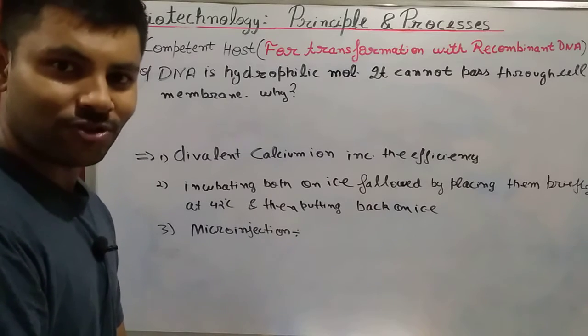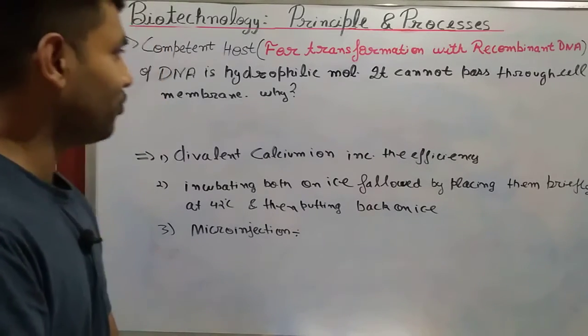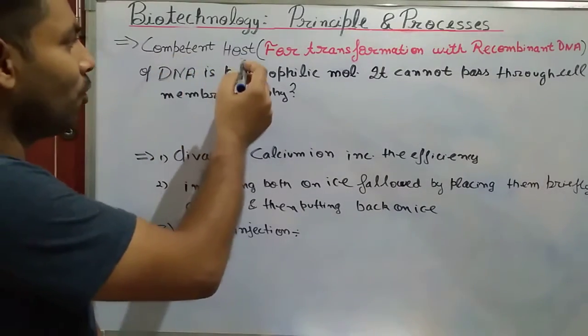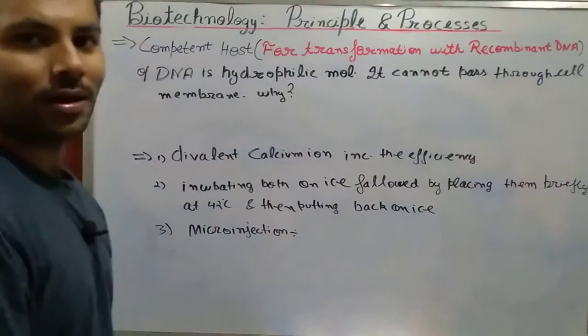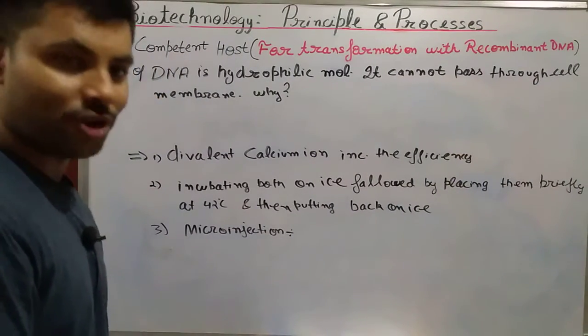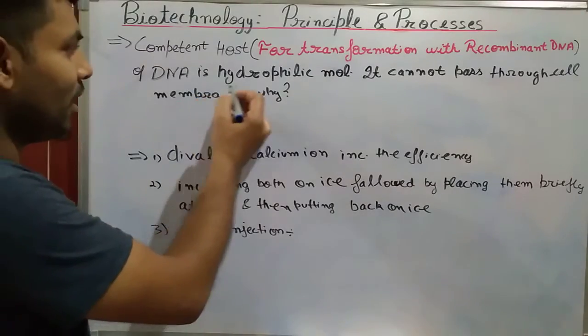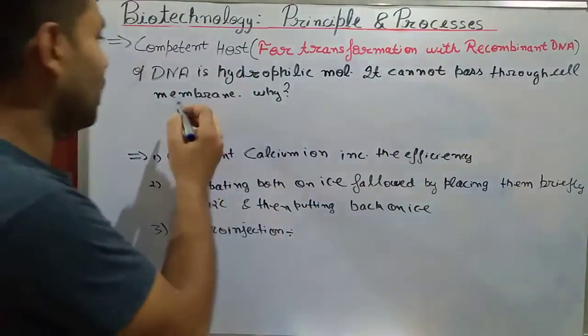In my previous lecture, I discussed the cloning vector. Now in this lecture, let's see what a competent host means for transformation of recombinant DNA. Before starting, there is one question in your NCERT book chapter. See, DNA is a hydrophilic molecule. It cannot pass through the cell membrane.